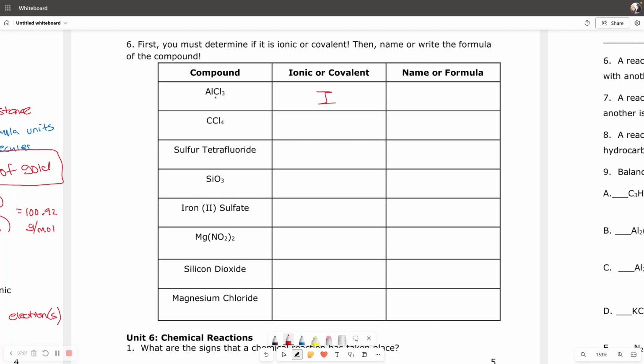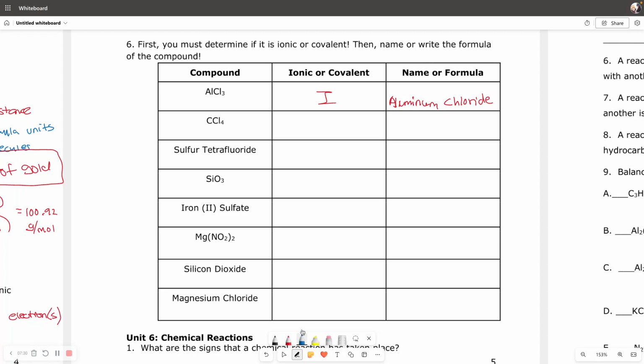So if it's not a polyatomic ion, which in this case it is not, we just say aluminum, right? The first atom, the metal, always keeps its name, and then since it's chlorine, we change the "ine" to "ide", and we call it aluminum chloride.